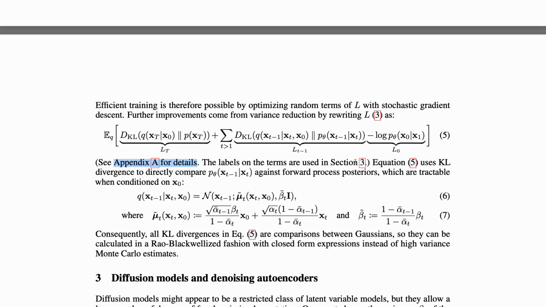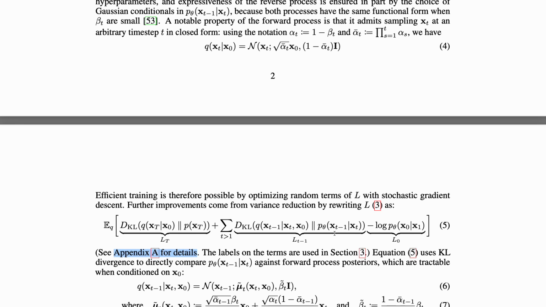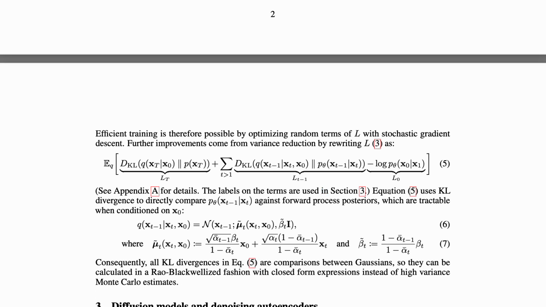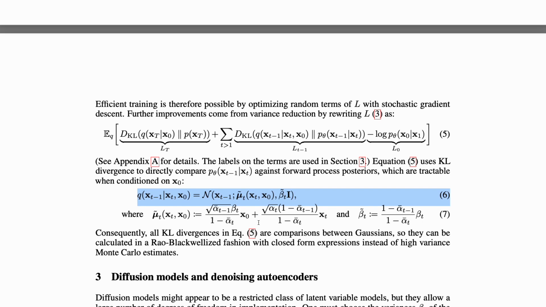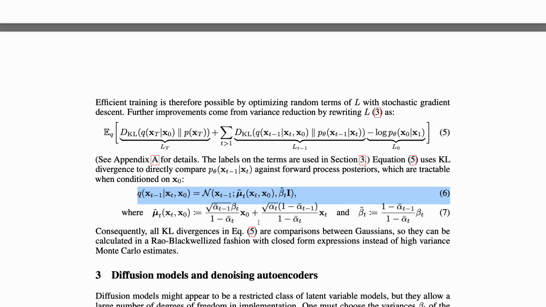The labels on the terms used in section 3. Equation 5 uses KL divergence to directly compare p theta of xt minus 1 given xt against forward process posteriors, which are tractable when conditioned on x0. So this forward process is tractable when conditioned on x0. Yeah, this part is tractable.